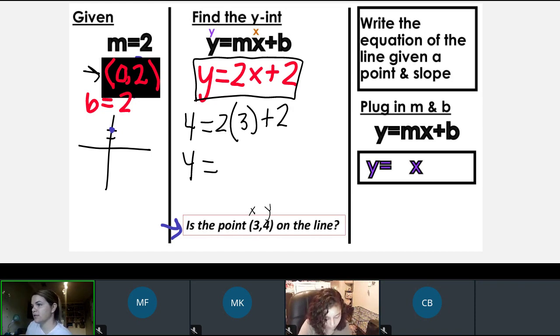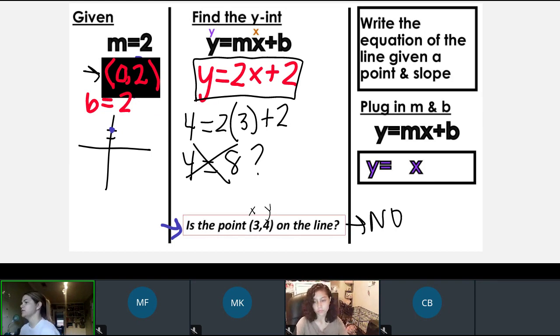2 times 3 is 6. 6 plus 2 is 8. Does 4 equal 8? No. So is 3, 4 on the line? It is not. That's right. It is not.